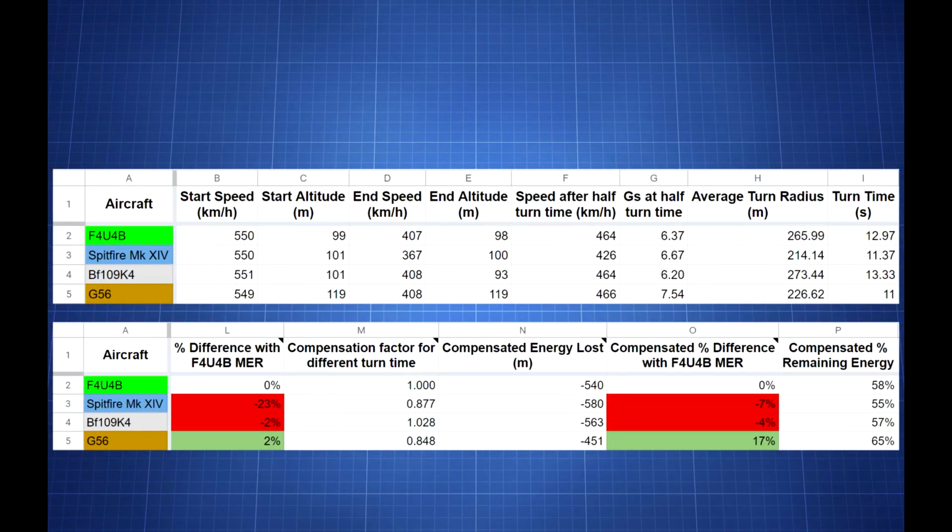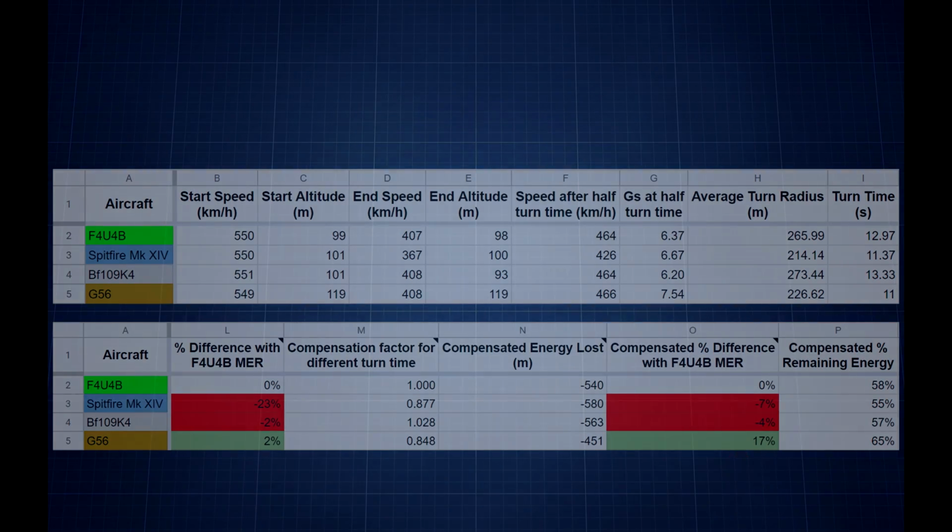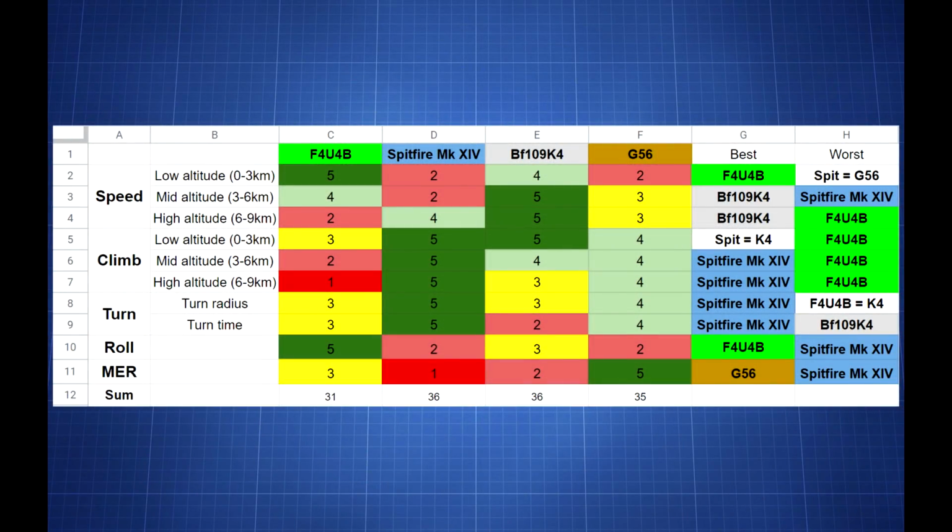By inputting the initial and final speeds and altitudes, you can find the amount of energy the aircraft lost to complete their 360-degree turn, and the aircraft which loses the least energy has the best MER. With and without turn time compensation, the G56 loses the least energy, followed by the F4U-4B, then the K4, and the Spitfire. Here are the final results.